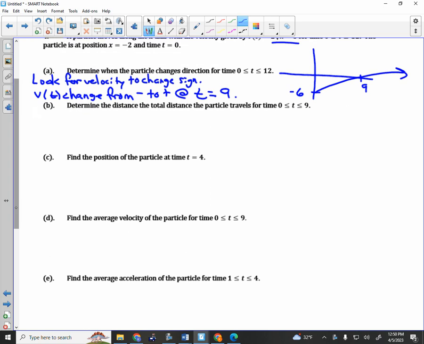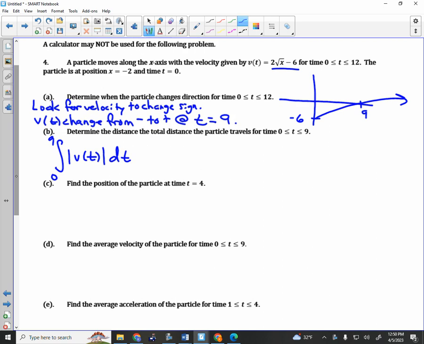Determine the total distance the particle travels from 0 to 9. So the distance the particle travels from 0 to 9. How do I determine distance? The integral of the absolute value of v of t dt. From what to what? 0 to 9.